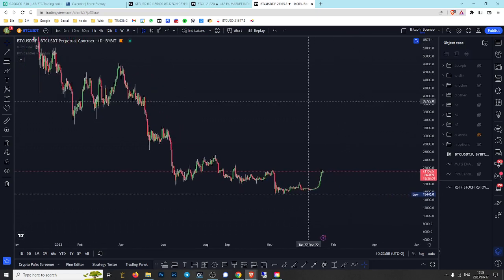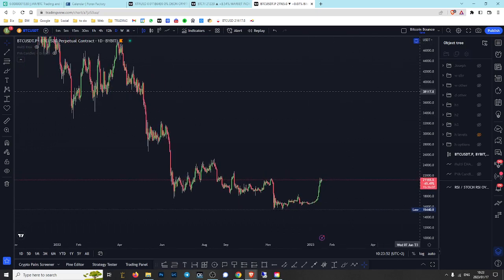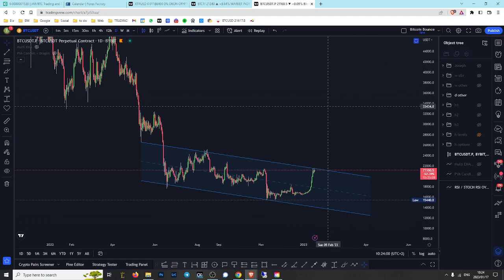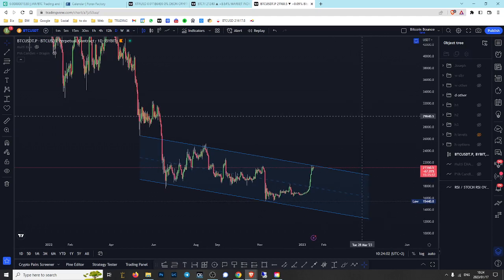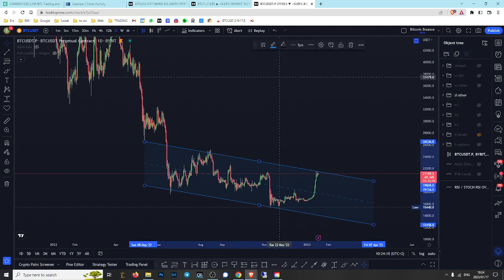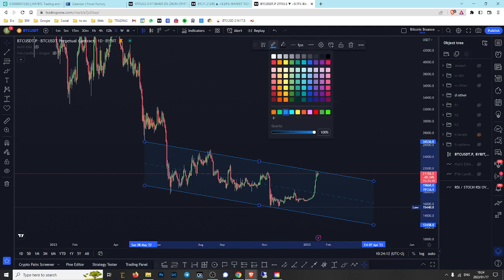So looking at the daily, I found eventually this pattern here, which was just a normal parallel channel, a downward running channel. What I also do is color the time frames in different colors. I'll quickly show you the colors that I use, but obviously you can use your own. You can custom select your colors.